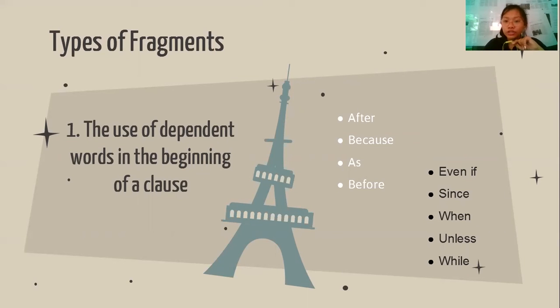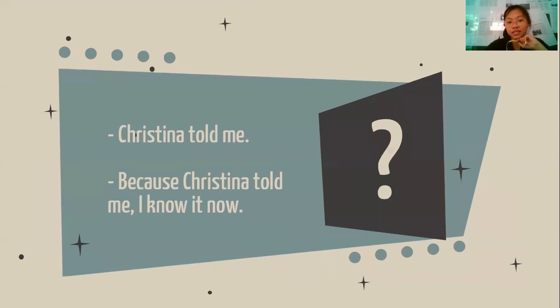So how do you fix this? You can either remove the dependent word or add a clause after that. So you remove the because, and it becomes Christina told me. Or if you feel like the because is important enough, you can add a supporting clause like this. So it becomes the second one: Because Christina told me, I know it now. That's it.